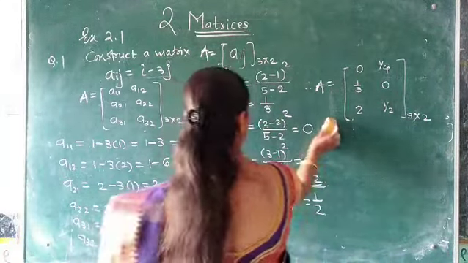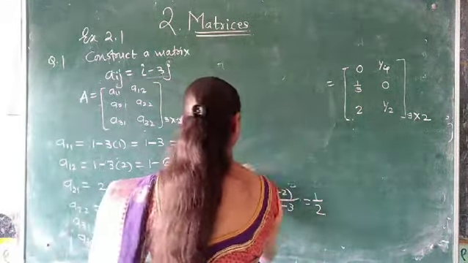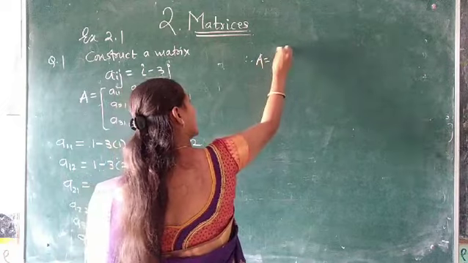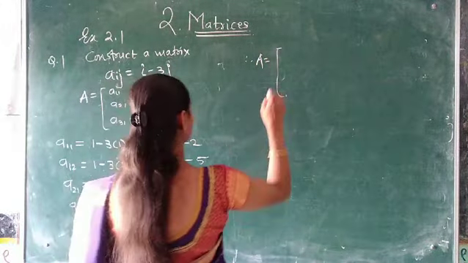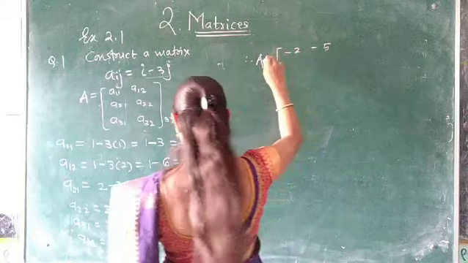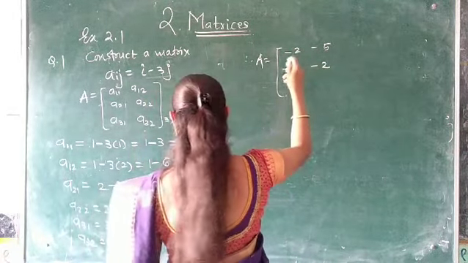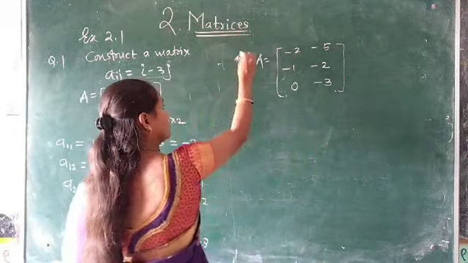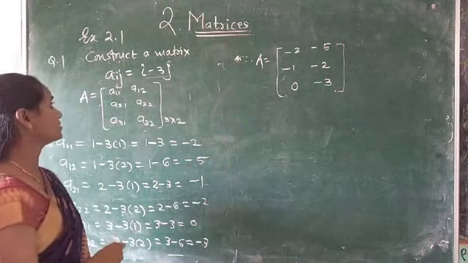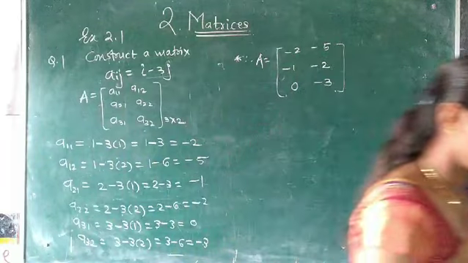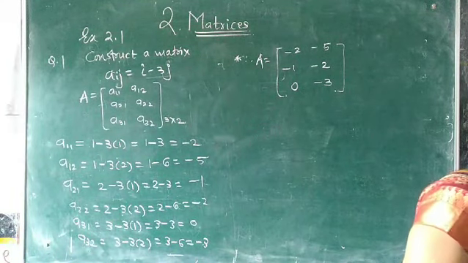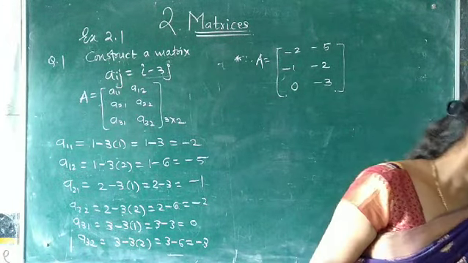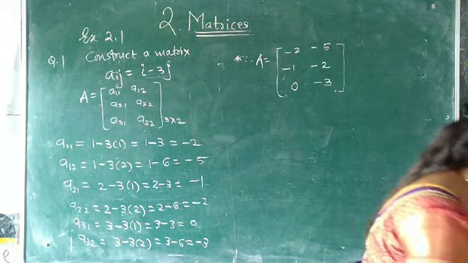Therefore, the given matrix A is equal to: first row minus 2, minus 5, then minus 1, minus 2, then 0 and the next one is minus 3. This is our second matrix A whose condition is i minus 3j. Now there is another example, that is Aij is equal to (i plus j) whole cube divided by 5. So you should try this and write it in your notebook.